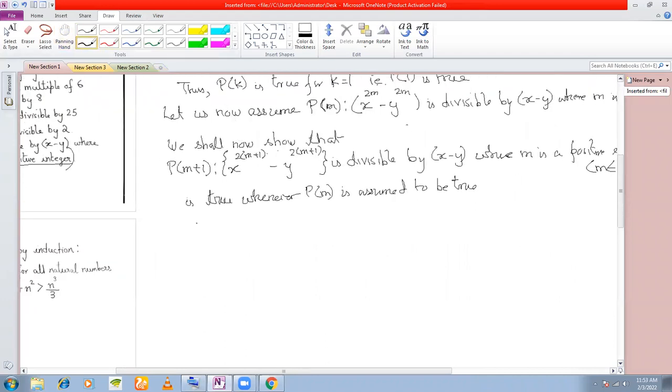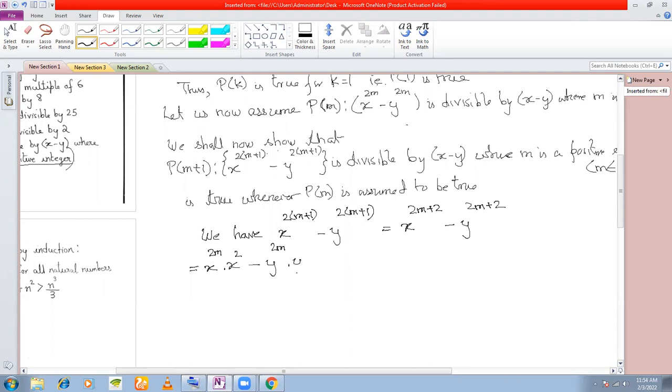So we start with x to the power of twice m plus 1 minus y to the power of twice m plus 1. Okay, this can be written as x to the power of 2m plus 2 minus y to the power of 2m plus 2, right? Which can be written as x to the power of 2m into x square minus y to the power of 2m into y square.